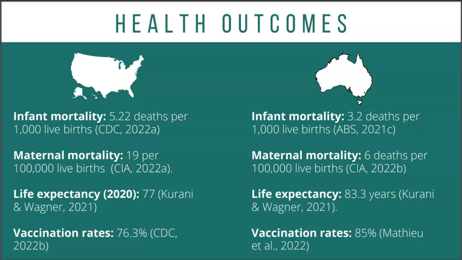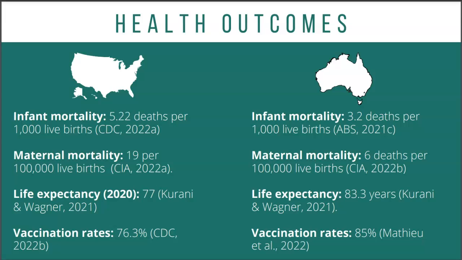Australia has one of the lowest infant mortality rates in the world, with 3.2 deaths per 1,000 live births, which is lower than the 2019 rate of 3.3 deaths per 1,000 live births. The current maternal mortality rate in Australia is 6 deaths per 100,000 live births. The 2020 life expectancy average in Australia was 83.3 years.